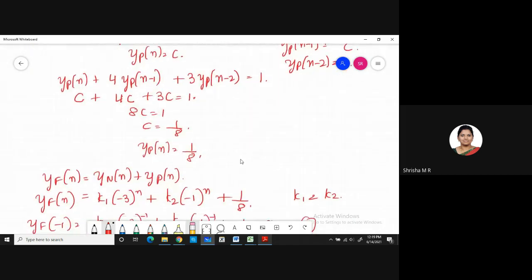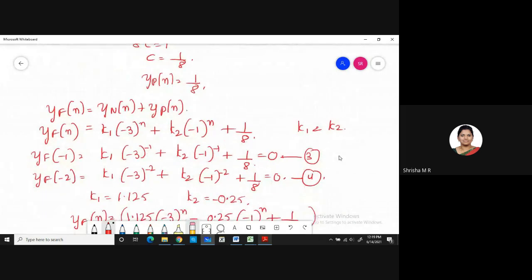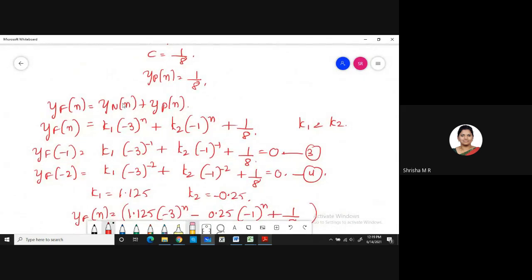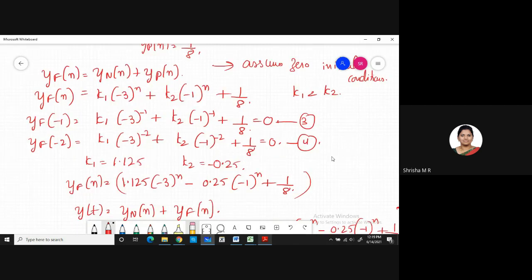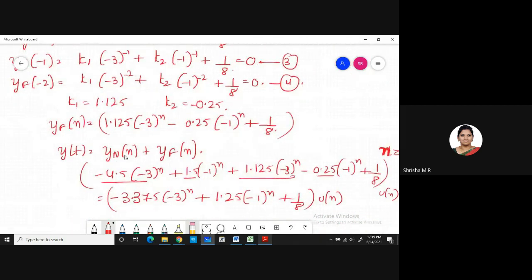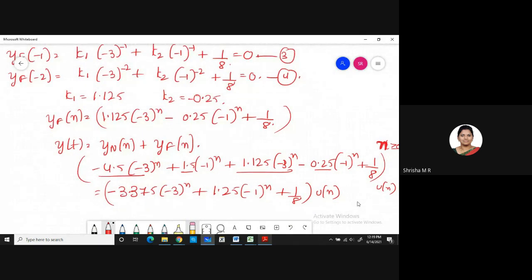After finding that, find the forced response. Forced response is a summation of natural response as well as particular response. When you are finding the forced response, assume zero initial conditions. So you find yf of minus 1 and yf of minus 2 by assuming zero initial conditions. Then you find K1, K2. After finding K1, K2, find the total response. Add natural response with forced response. Got it, everyone? Is it clear?